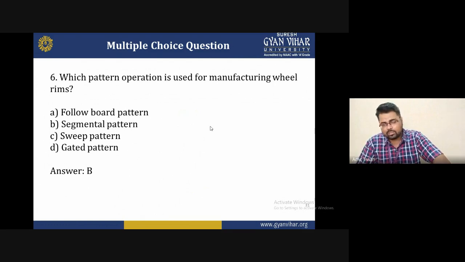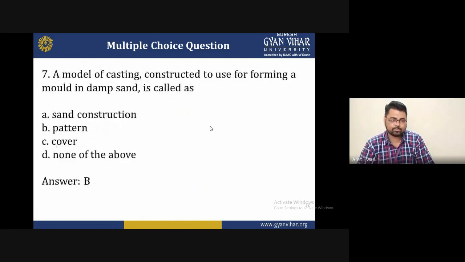So every industry prefers the segmental pattern for making the wheel rims or wheel, because it's a circular section and has a complex shape. Whenever you make a complex shape in a circular way, you will prefer the segmental way. This is the best option for manufacturing the wheel rim, and that is one example.